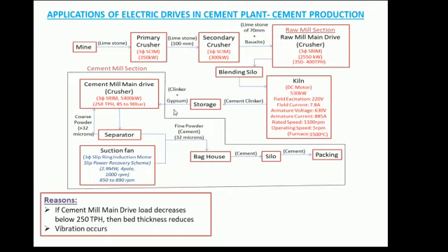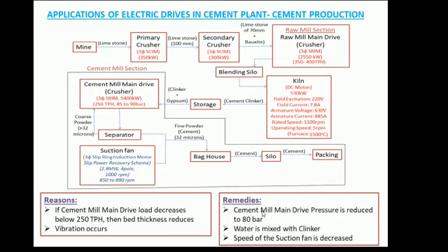see, as already we discussed, the capacity of this cement mill main drive is a minimum of 250 tons per hour. That means you can feed this cement mill main drive with a weight of 250 tons per hour of this clinker plus gypsum mixture. If the weight of this clinker and gypsum is below 250 tons per hour, what happens is the bed thickness of the cement mill main drive reduces. So when the bed thickness reduces, you will have vibration in the cement mill main drive.